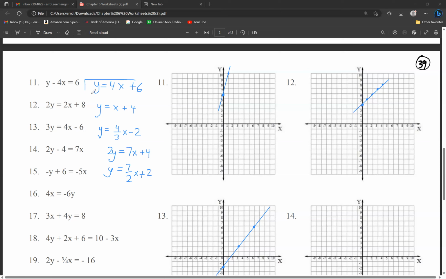Okay, so this one, this one, this one, and this one. So that's 14. All right, so 14, where's the first dot on 14? 0, 2. Where's the second dot on 14? Up 7 and to the right 2, right there. Okay.